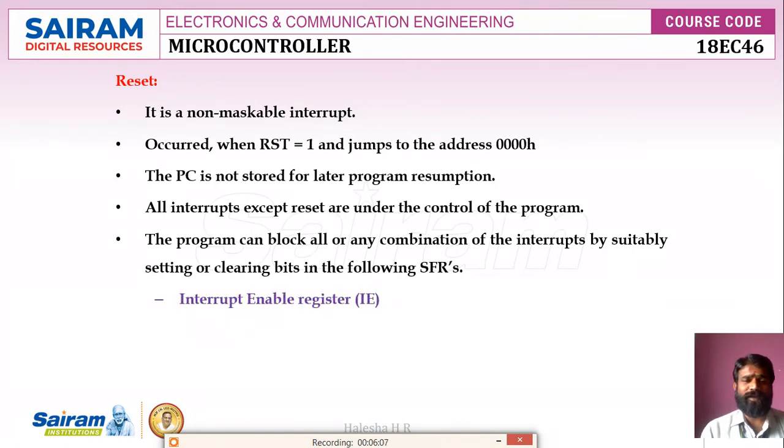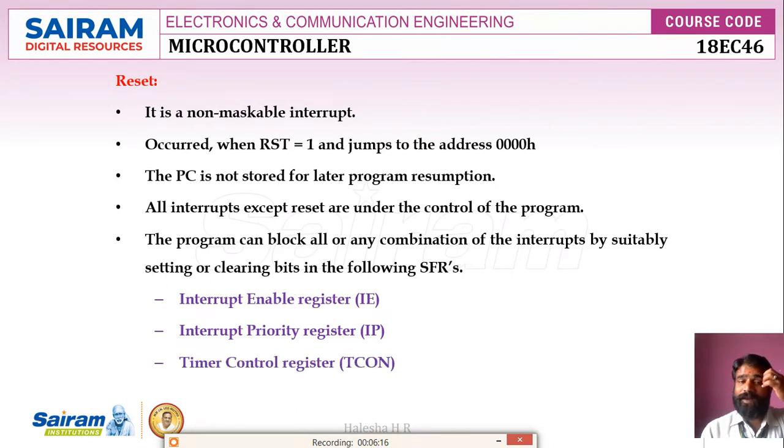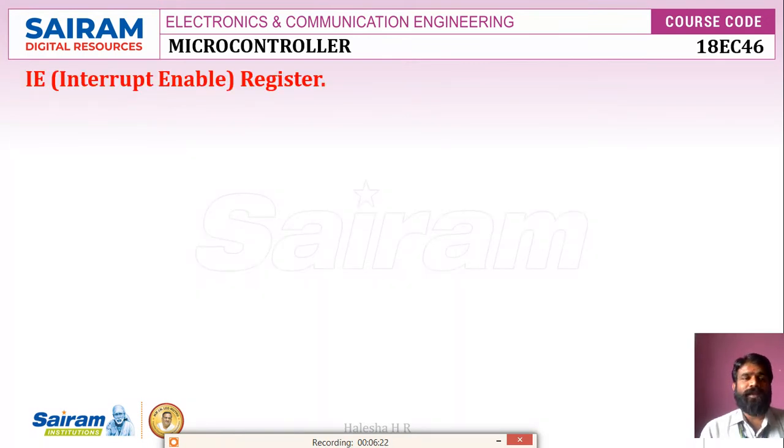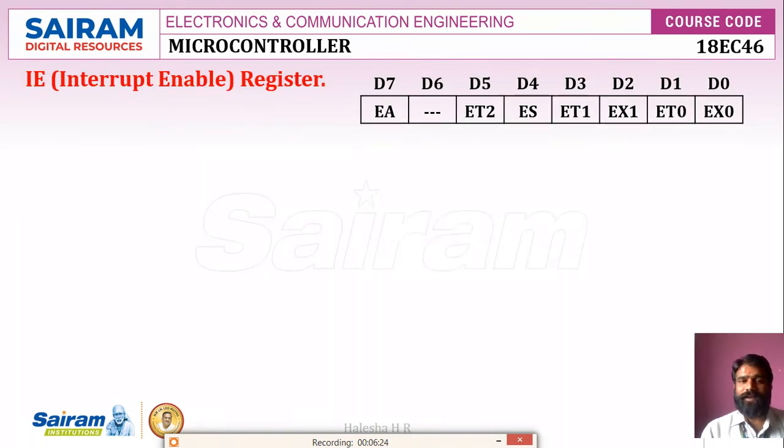The special function registers associated with the interrupts are the interrupt enable register IE and the interrupt priority register IP, and the timer control register, where, as you know, the lower 4 bits are assigned for interrupt flags. Now we'll see the interrupt enable register. So this is the status of the register.